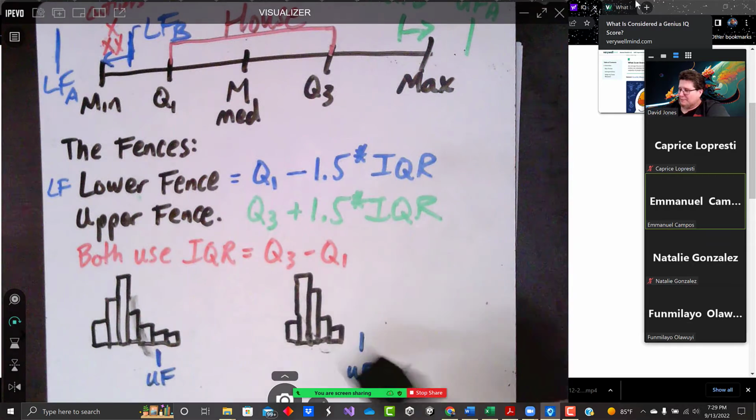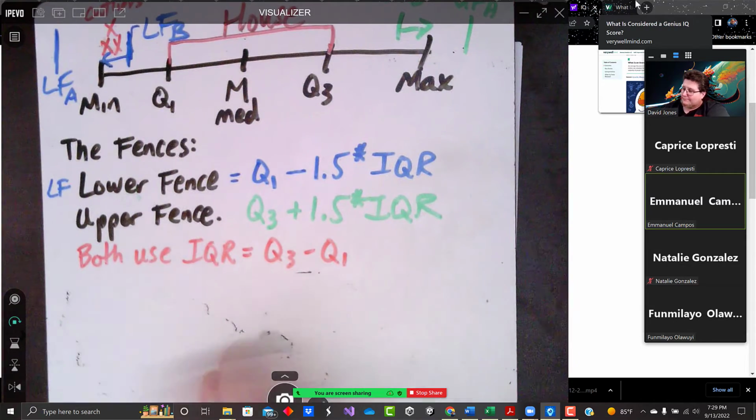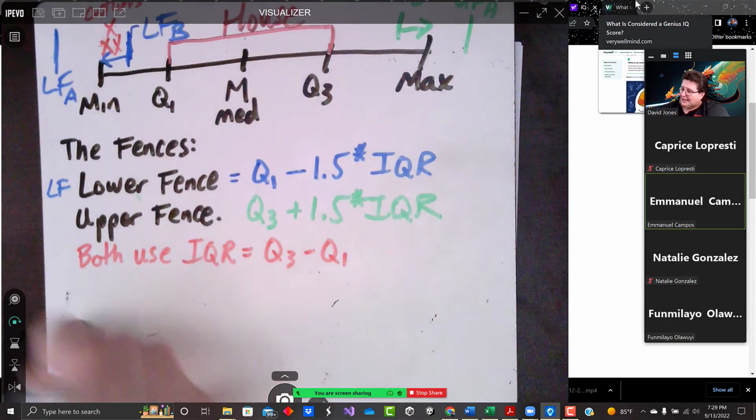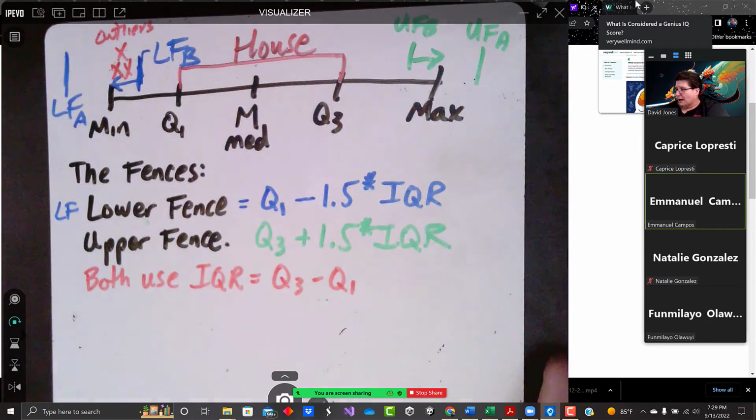You don't even need the pictures so much. You'll see it when I do data right here. You don't really need this. I will show this with data in a second. And I'll show you how to do the calculations for it too.